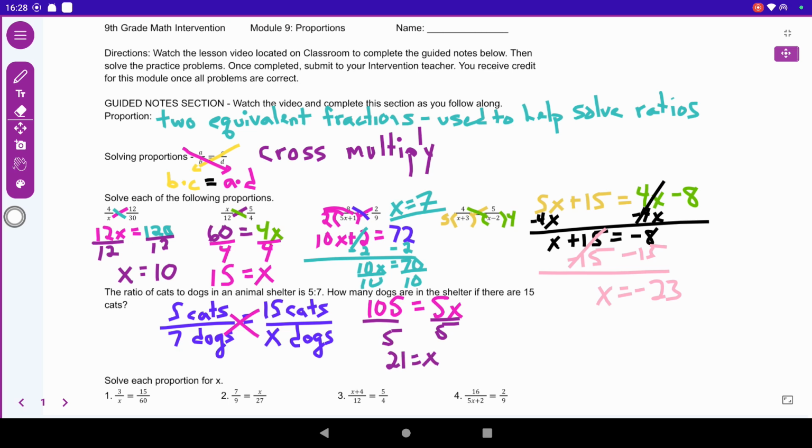The thing is, you get to pick whatever variable you want, so that means there are 21 dogs. Again, word problems have word answers. You can pick whatever variable you want. So it's important that when you get x equals 21, what does that mean? In the context of the problem, it means there are 21 dogs in this shelter. Complete the rest of this worksheet and turn it into your teacher when you've finished.